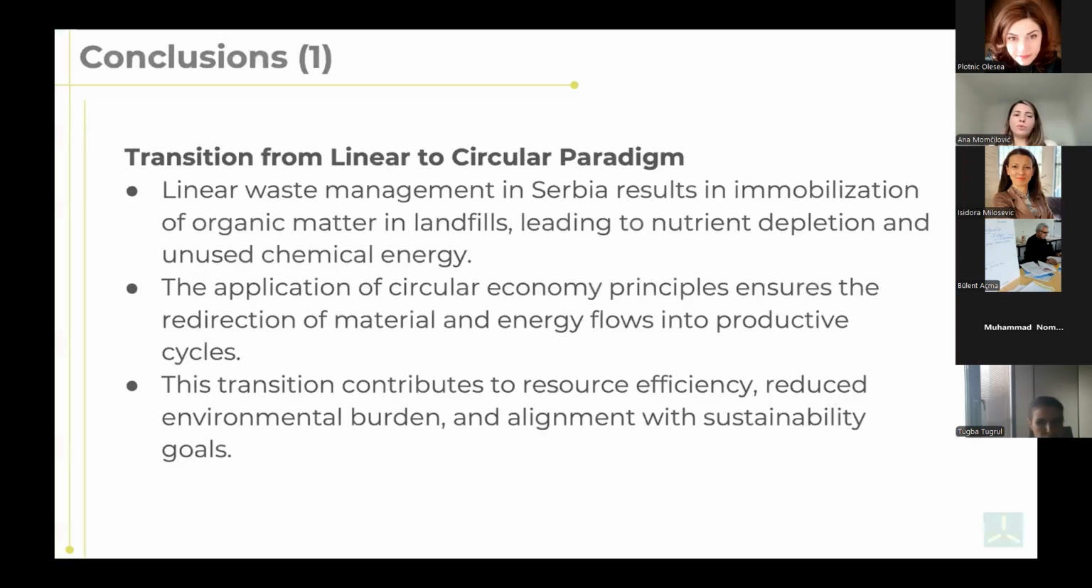I'm just going to go quickly through the conclusions. It's really important to have a linear to circular transition, especially when it comes to organic waste, because it's really a resource and it's really difficult to manage because of its characteristics.